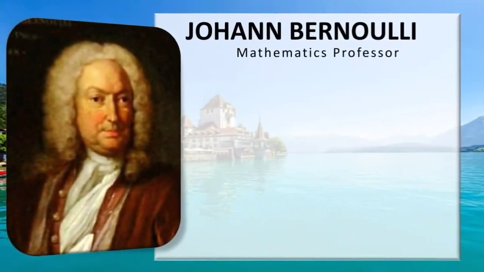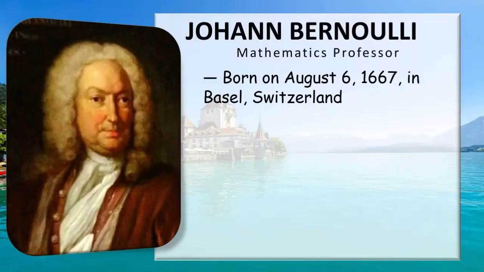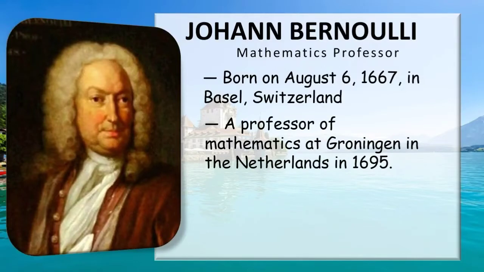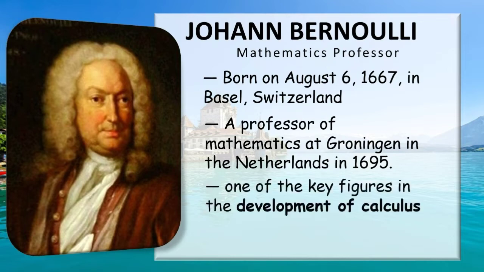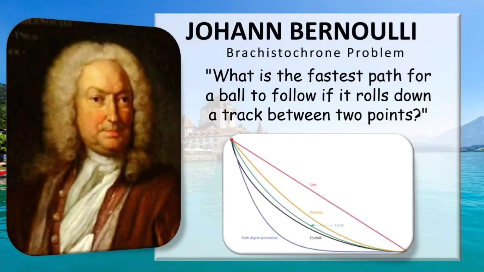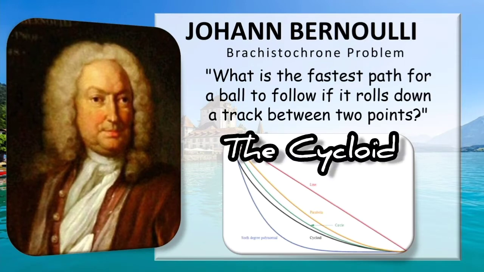Next is Jacob's younger brother Johann Bernoulli, who was born on August 6, 1667 in Basel, Switzerland. He was a professor of mathematics at Groningen in the Netherlands in 1695. He is one of the key figures in the development of calculus. Johann loves to challenge people, including Galileo. That's why he created this brachistochrone problem. What is the fastest path for a ball to follow if it rolls down a track between 2 points? And the answer for this one is the cycloid.